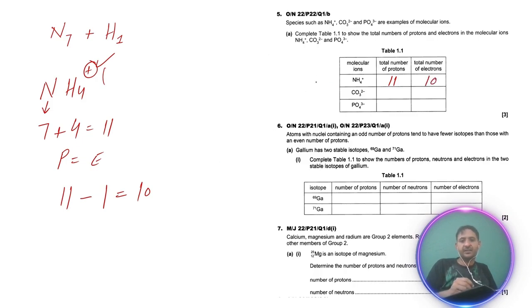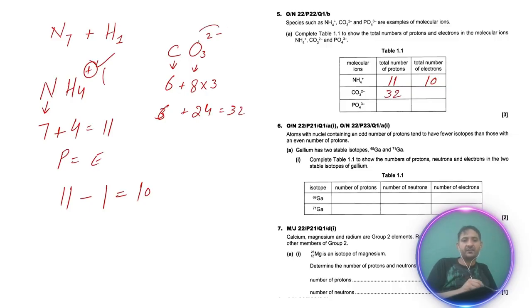So what about carbonate? Carbon atomic number is 6, and here we have O3 with 2 negative. One oxygen, if you check the periodic table, has proton number 8. We have 3 oxygens, so 8 multiplied by 3 is 24, plus 6 is 32. So how many protons are there? 32.